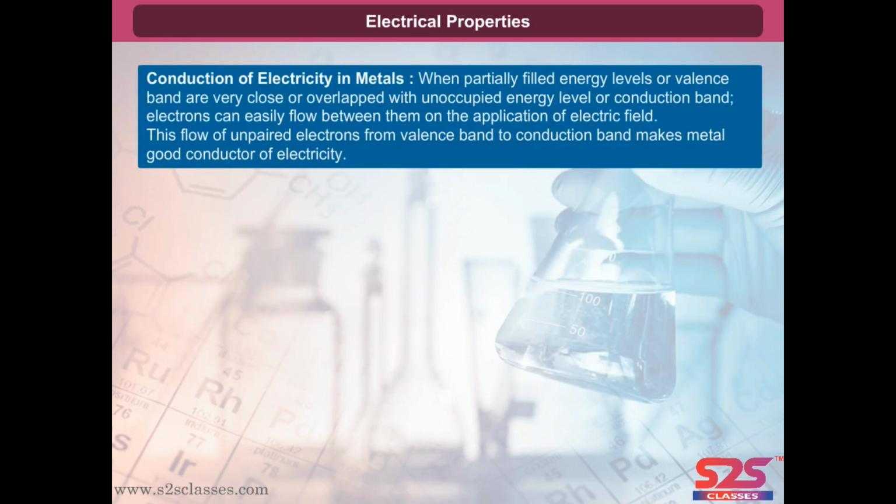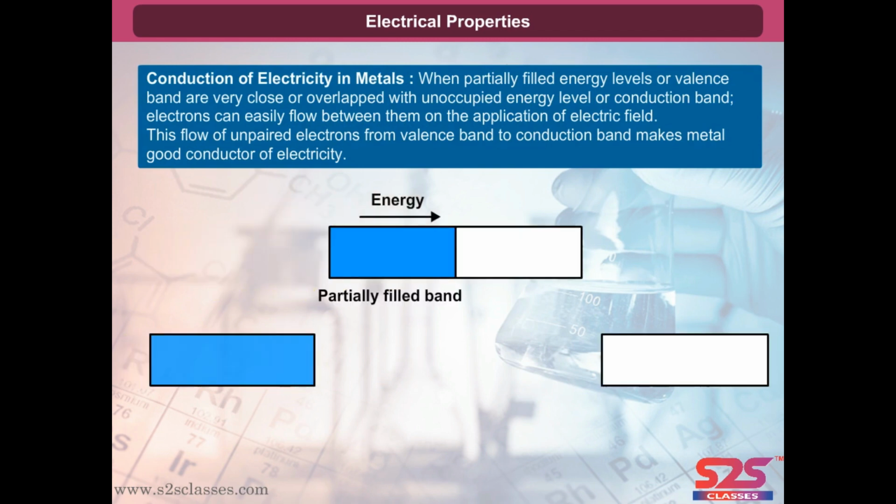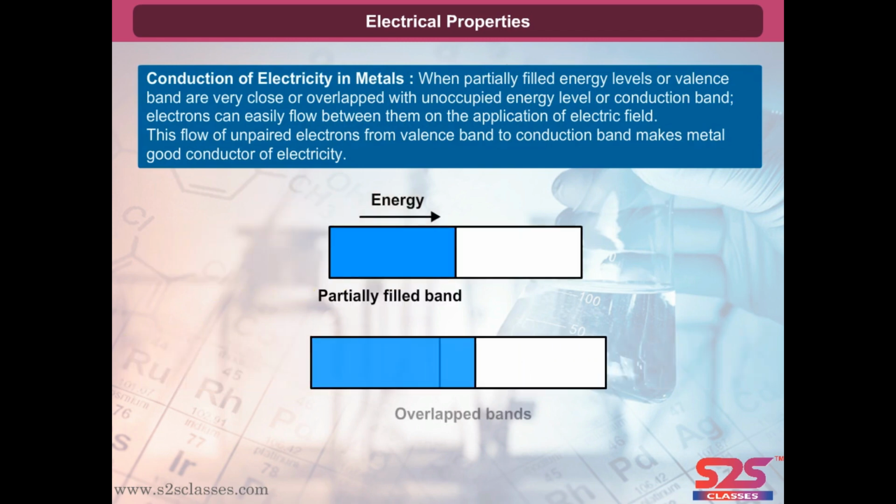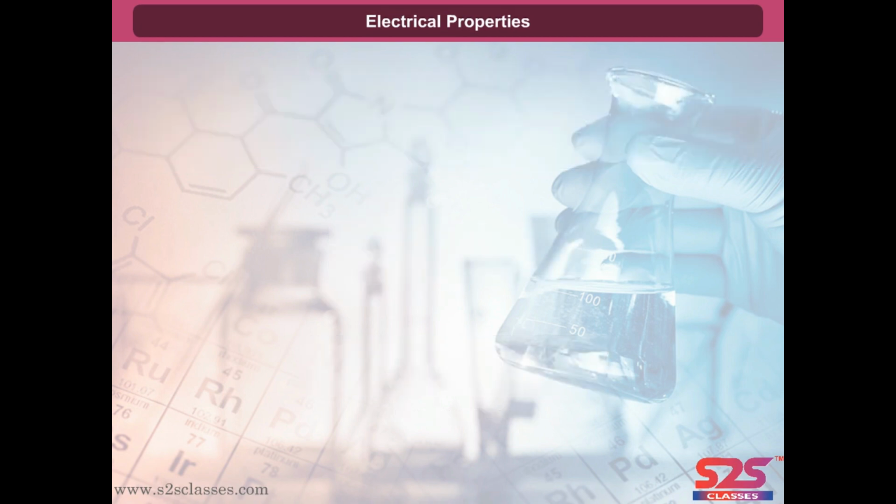Conduction of electricity in metals. When partially filled energy levels or the valence band are very close to or overlapped with the unoccupied energy level or conduction band, electrons can easily flow between them on the application of an electric field. This flow of unpaired electrons from the valence band to the conduction band makes metals good conductors of electricity.